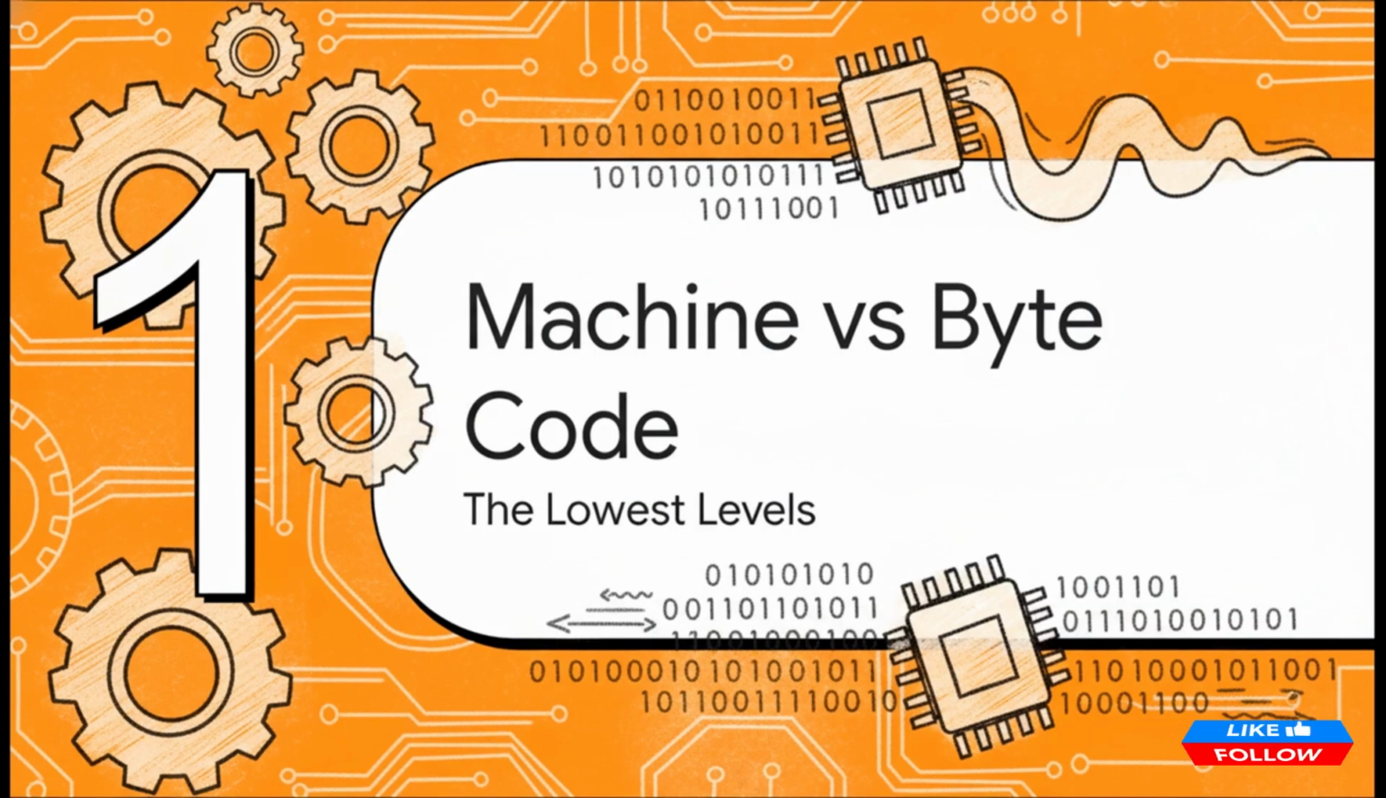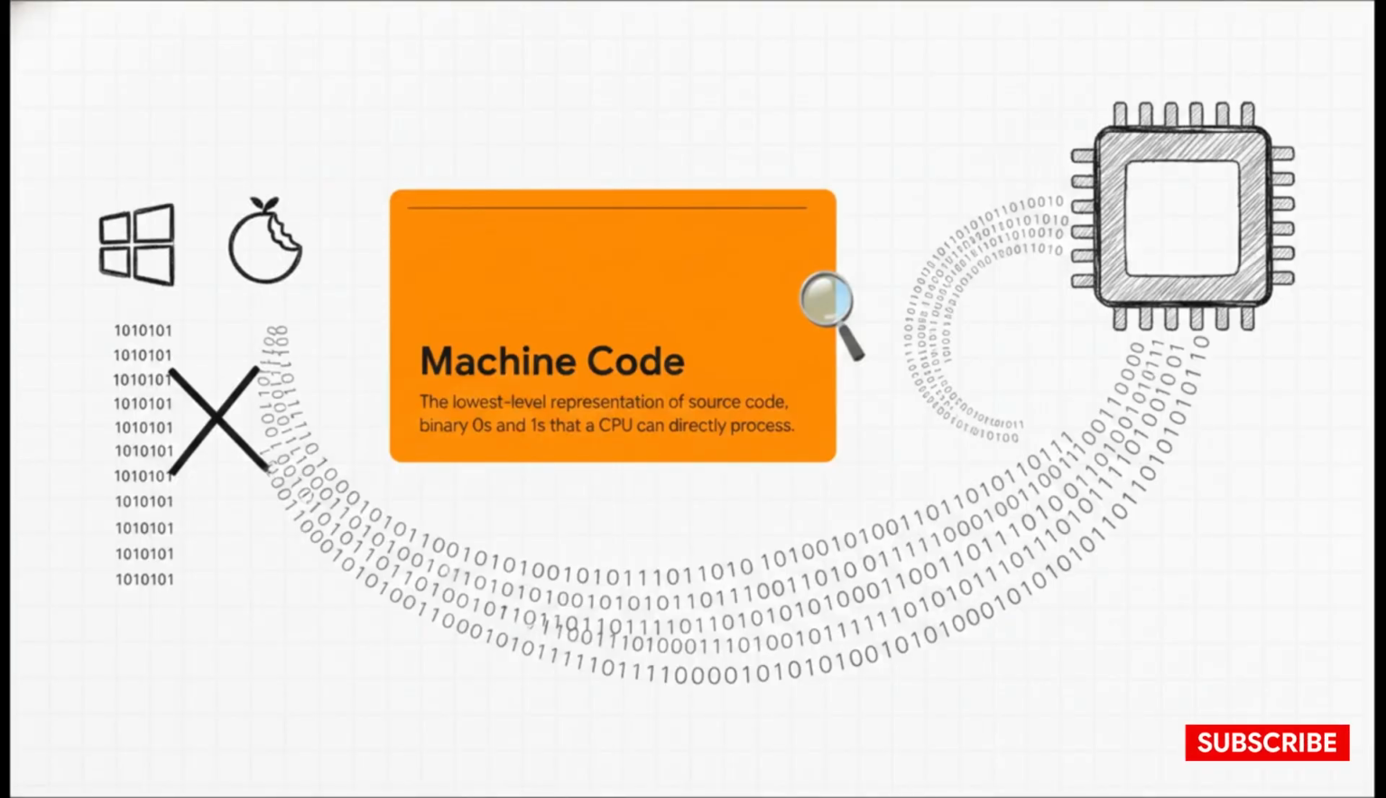All right, section 1, machine code versus bytecode. To really grasp this stuff, we have to start at the absolute lowest level. So the end of the line for any program is machine code. This is literally the lowest level representation of your source code. It's the final platform-dependent language that your CPU actually reads, pure binary, zeros and ones. At this point, the CPU doesn't need any more translations. It just reads the binary and physically executes the actions.